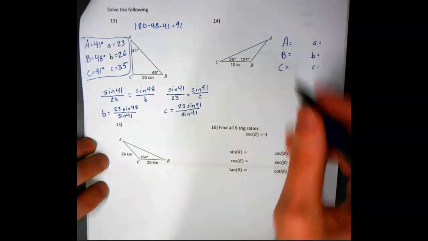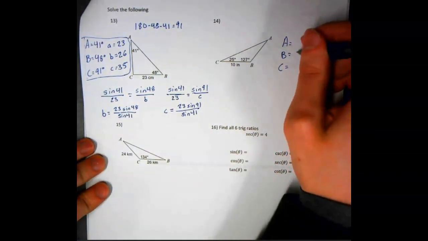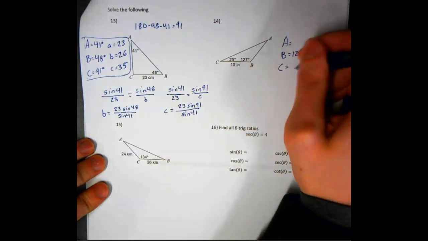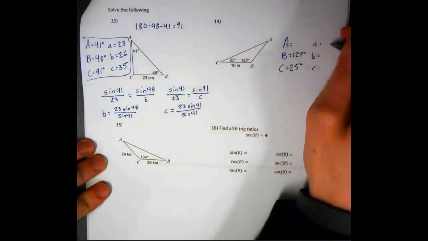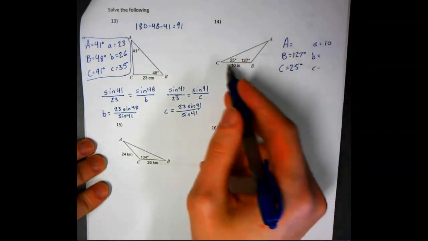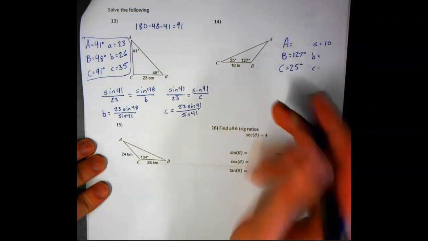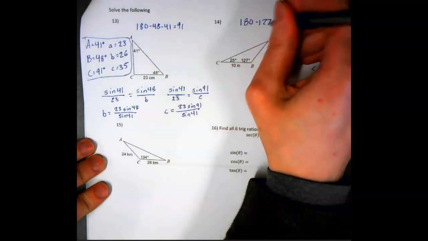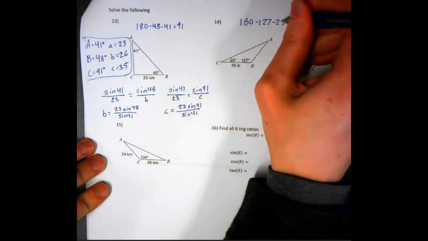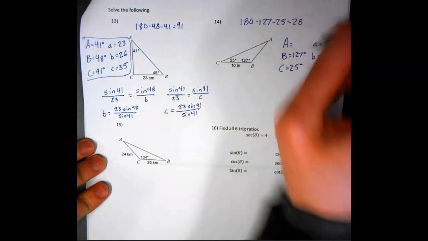Problem 14, they gave us angle B and angle C, and they also gave us side A. Now normally we would say, well, we have no matching side and angle, so we can't do this, but we can solve for angle A. 180 minus 127 minus 25 equals 28.